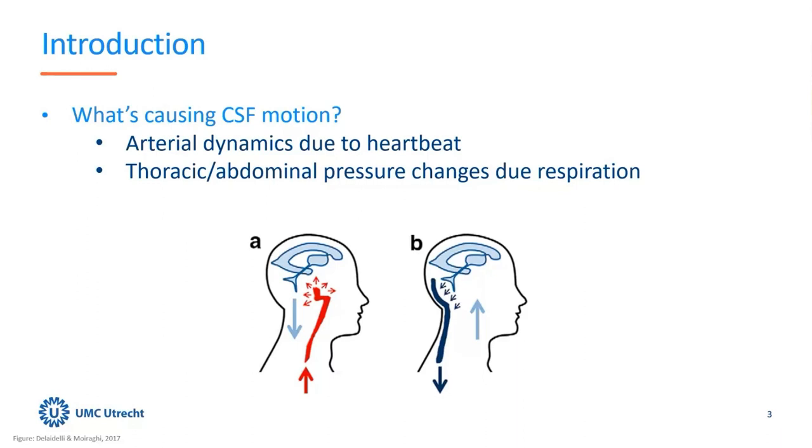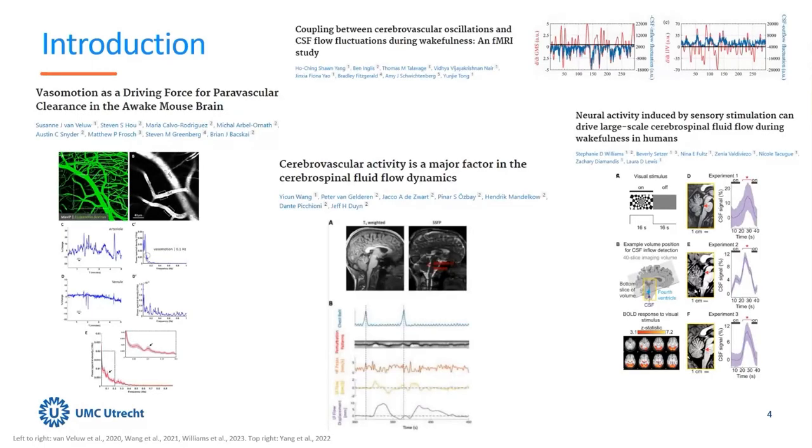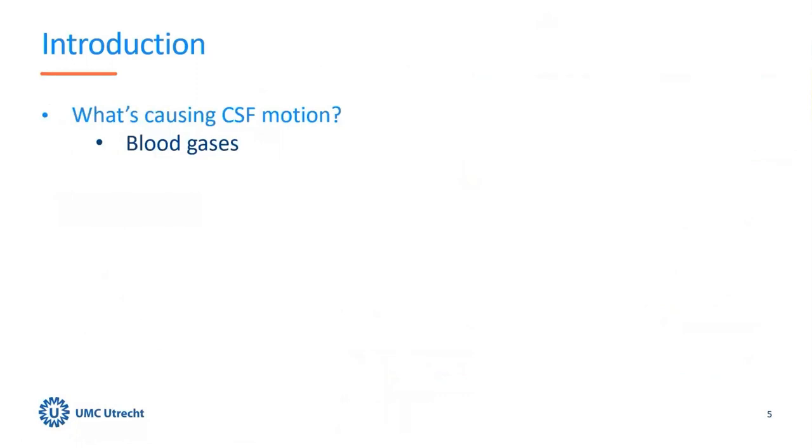But apart from these variations in blood pressure, there's also vascular response, which causes CSF to move. So these are a couple of very interesting papers which looked into these driving forces of CSF, for example, neuronal activity due to neurovascular coupling or vasomotion. And one of these papers also suggested that blood gases might be a cause for CSF motion, and then specifically carbon dioxide.